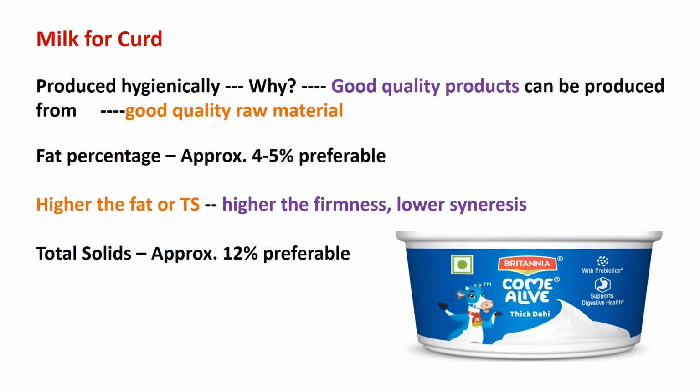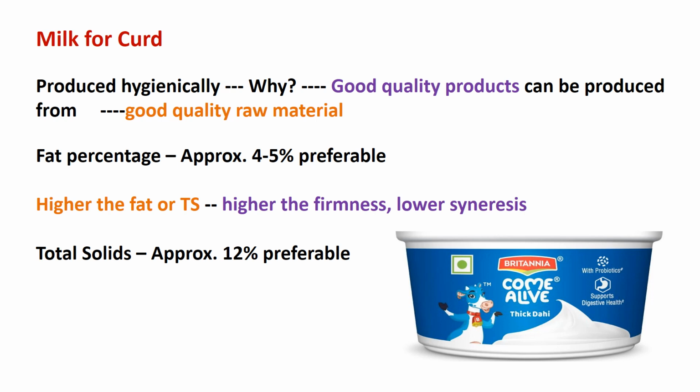Here a few more things we will discuss about the milk for making curd. Firstly, it should be produced hygienically, then only we can get good quality and safe products, and it should have good quality raw material to get the better flavor. Fat percentage of approximately 4 to 5% in the milk is preferable. Then higher the total fat or total solid, higher the firmness or lower syneresis.